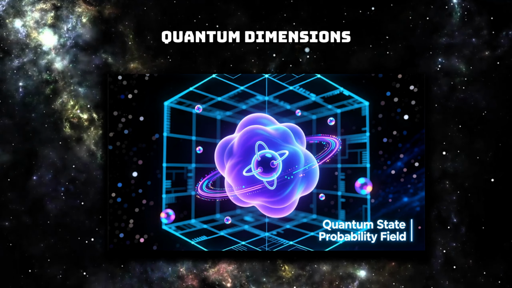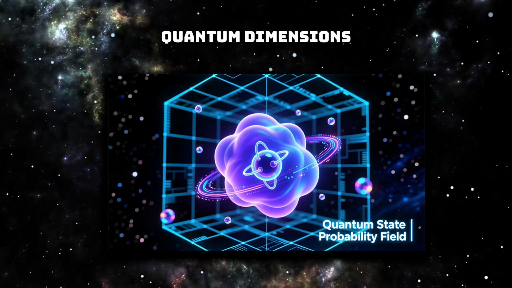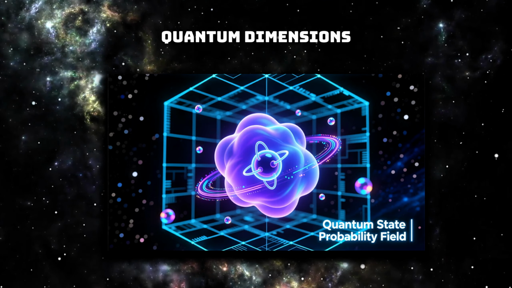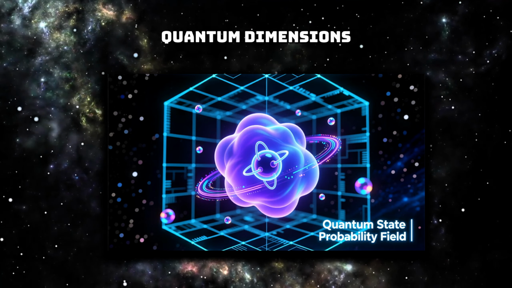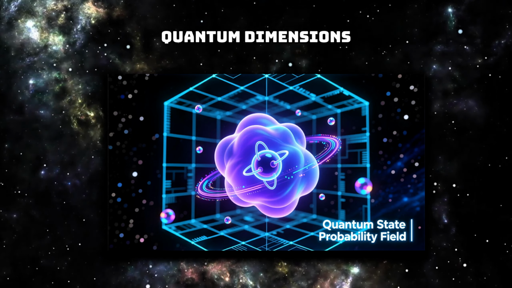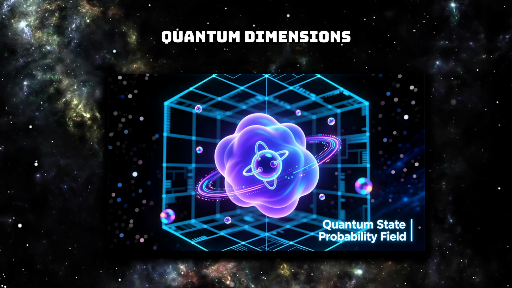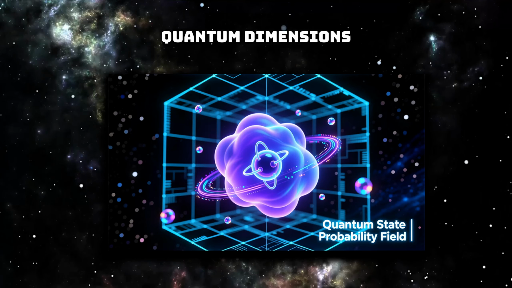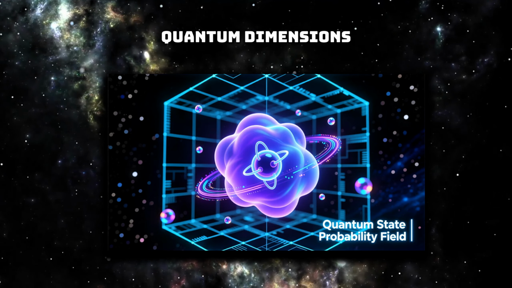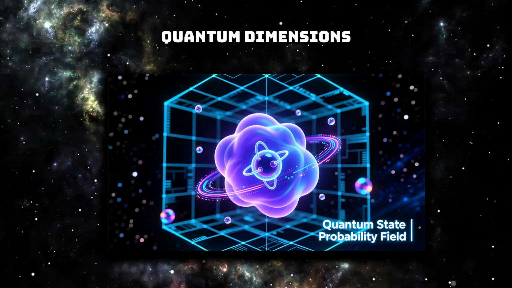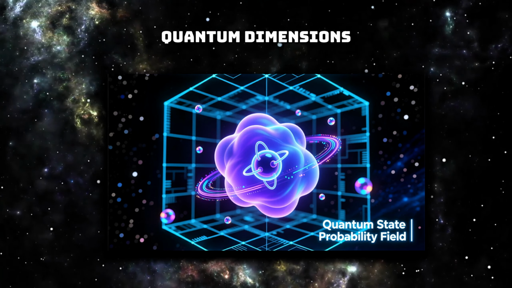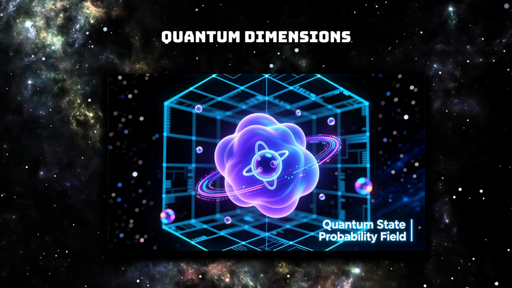This probability cloud is not a literal physical cloud. It is a mathematical description of all possible states the electron can occupy. The shape of the cloud, the wave function, determines where the electron is likely to be, how it moves, how it interacts, how it behaves in an atom. Even the iconic orbitals taught in chemistry, the S, P, D, and F shells, are not physical orbits like planets. They are probability shapes arising from the mathematics of the quantum state.